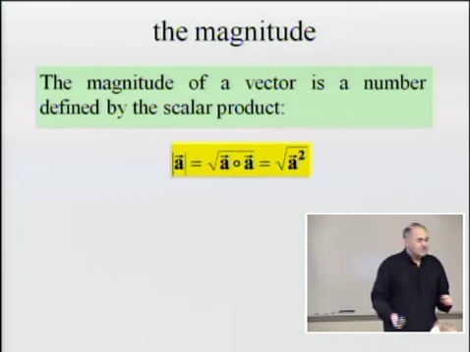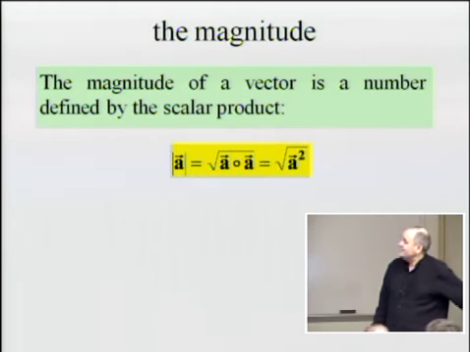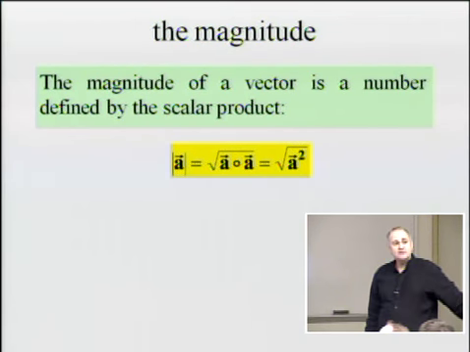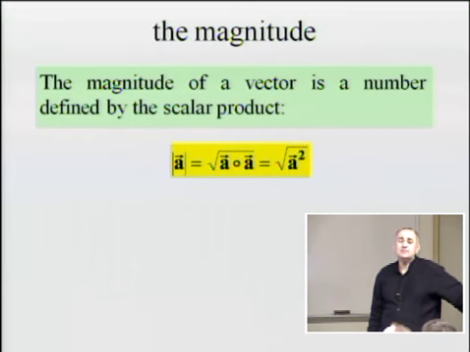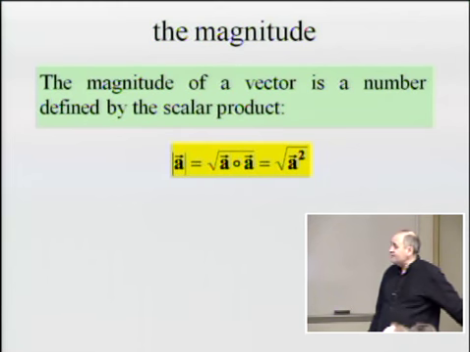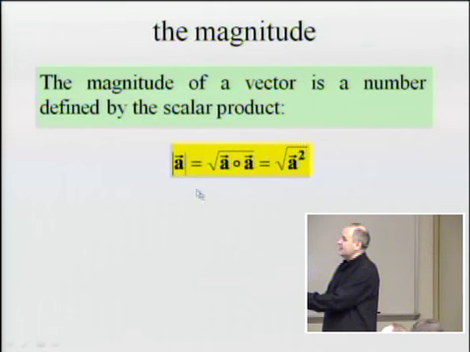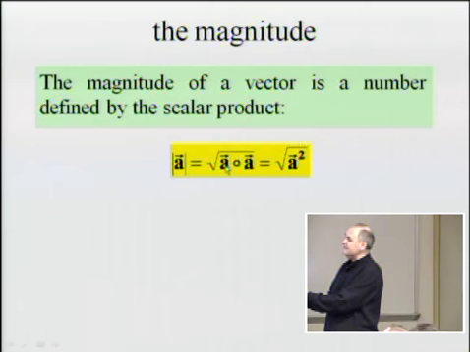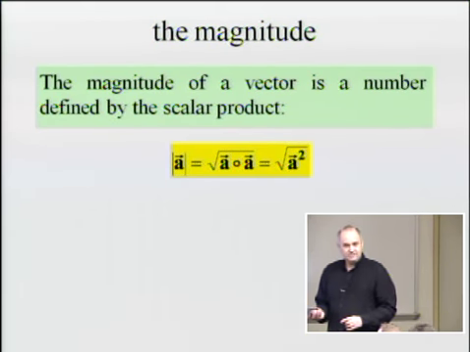Now I want to formalize a concept which concerns all vectors, and it is referred to as magnitude. Before we introduce the concept of scalar product, the concept of magnitude does not exist. Magnitude is defined as the square root of the scalar square of a vector. So in order to find the magnitude of vector A, I have to multiply vector A by vector A using scalar product and take the square root of that.